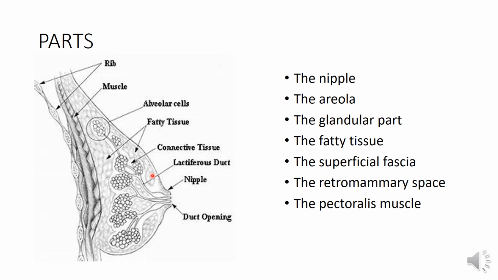And then you have the superficial fascia, which is located just above the muscle. It's not shown in this diagram, but the superficial fascia is located just above the muscle. And then beneath the superficial fascia, you have the retromammary space, and then you have the muscle here.